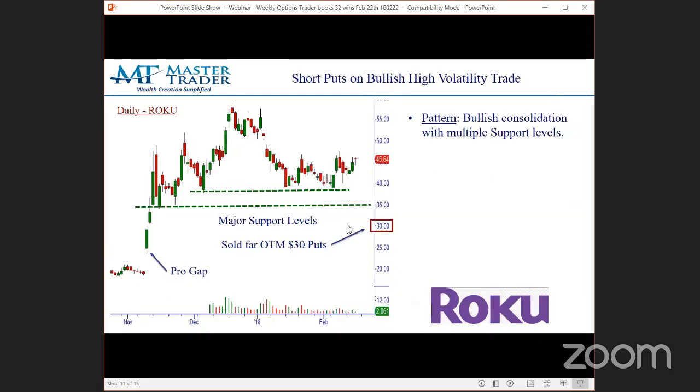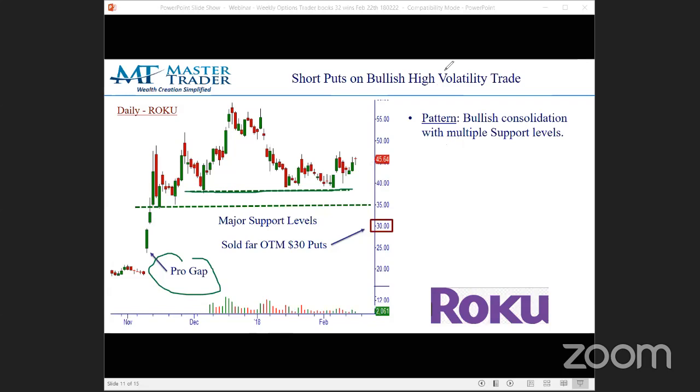Let's continue. Roku, I told you I was giving you current stuff here. This just reported earnings this morning, but we knew that. This gap is the prior earnings. Then after the gap, we have a multi-month consolidation. You can see my support areas here, a bigger one down here.